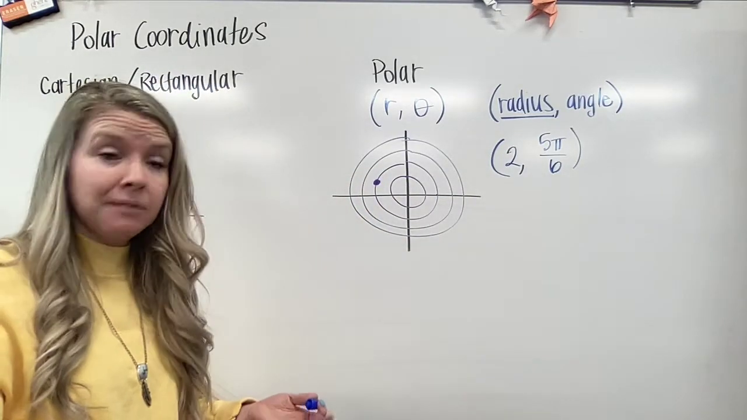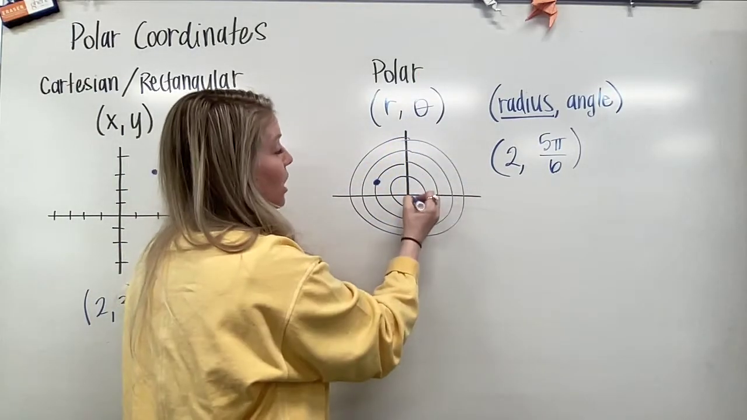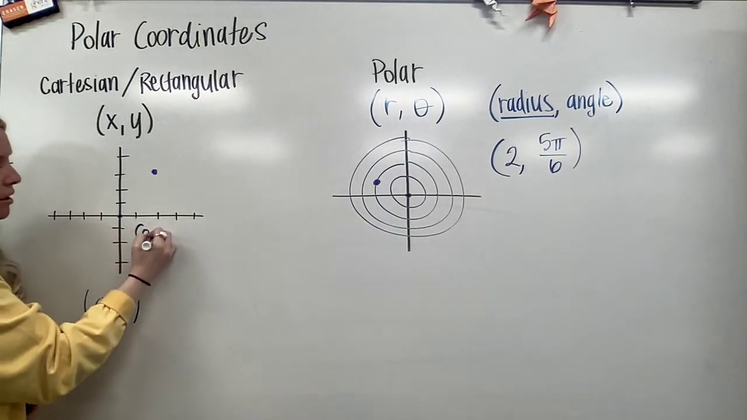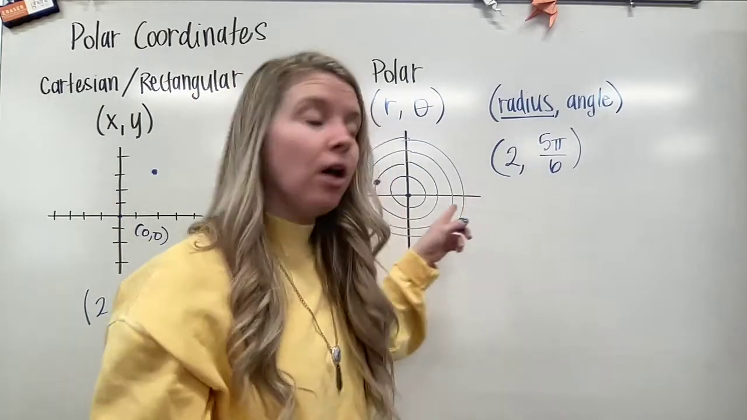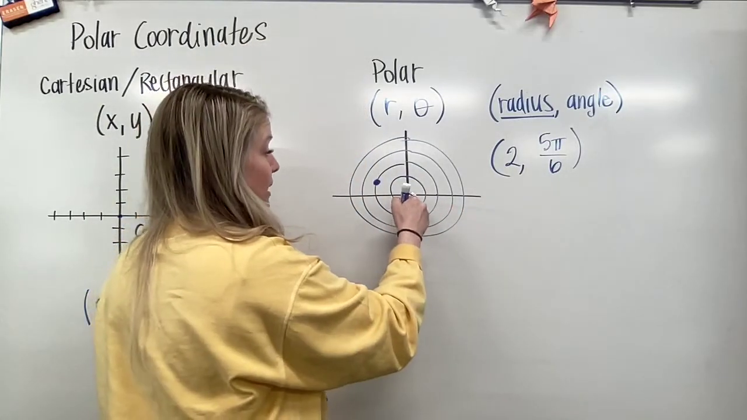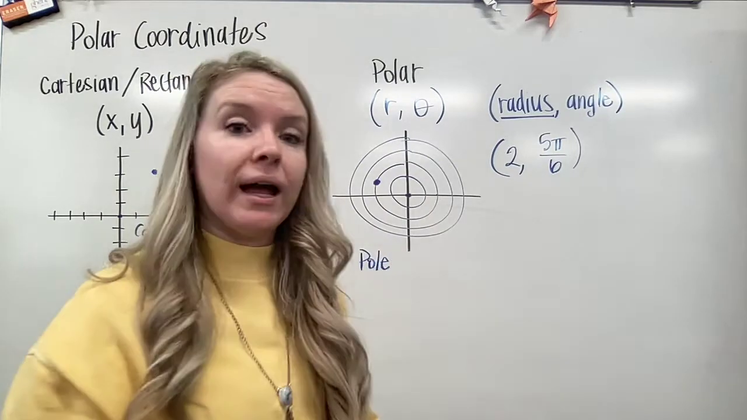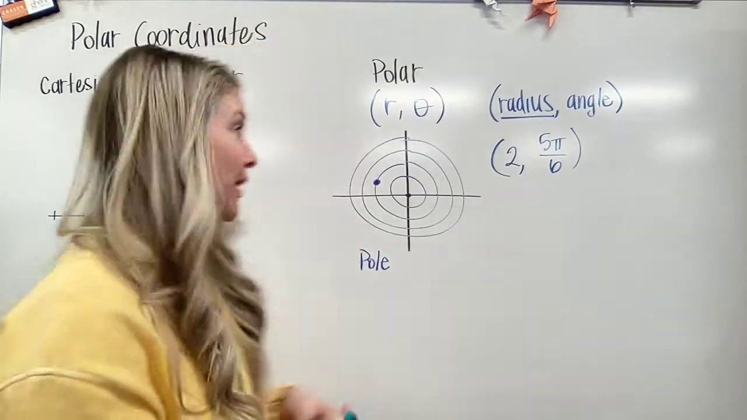Pretty straightforward, right? The reason we're going to call this polar is our origin over here, our point (0, 0), we would call that the origin. But here, instead of calling it the origin, this point is actually called the pole. So like North Pole, South Pole. Right? Kind of cool, right?